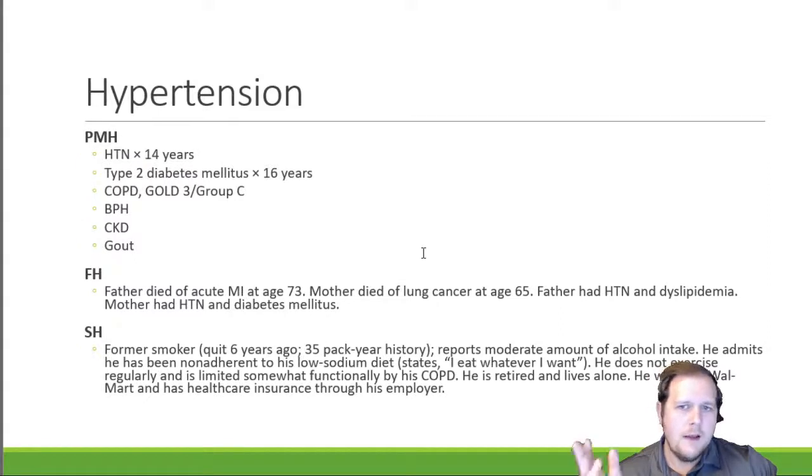You can see here is hypertension of 14 years, type 2 diabetes, COPD, BPH, so benign prostatic hypertrophy, CKD, and gout. Again, you're going to see these patients that have a multitude of different disease states, some of which may be intertwined in terms of how they develop. So, for instance, having hypertension for a long time can cause kidney disease, etc. Right? Anyway, looking at the social history here, he used to be a smoker, a pretty decently heavy smoker.